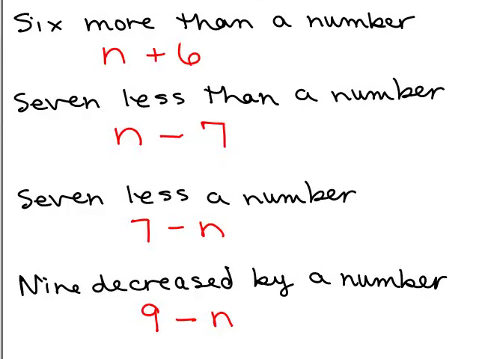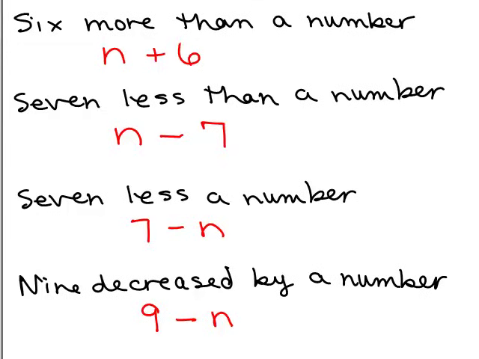By the way, these are all just expressions. They're not equations. We're not solving for anything. We're just writing an expression. Notice there's no verb. 6 more than a number. 7 less than a number, etc. No verb. It's not going to be an equation. There's going to be no equal sign. We're simply writing an expression from English into mathematical symbols.